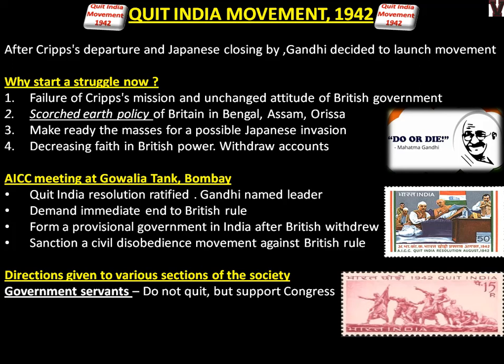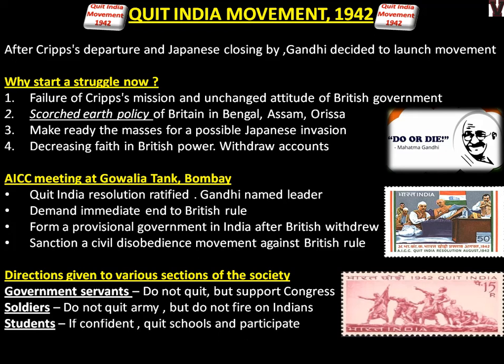To the government servants they told, this time do not quit, do not boycott, but stay within the system and support the Congress leaders. Last time it was just quit and come out of it, but this time stay and support. Soldiers also stay, but do not fire at Indians. Students, if confident, quit school and participate.